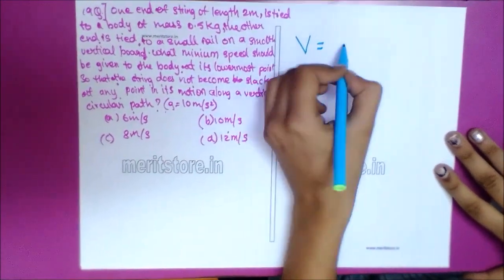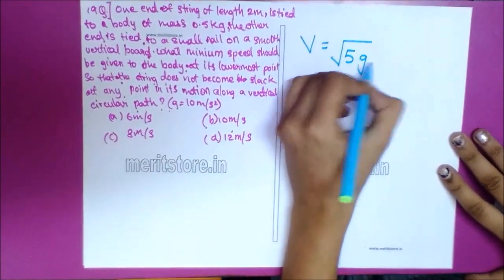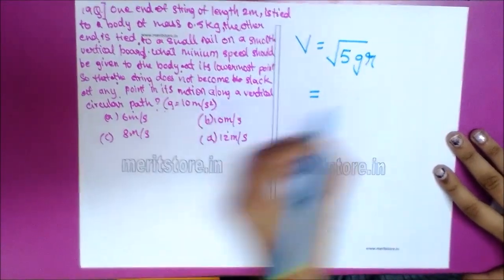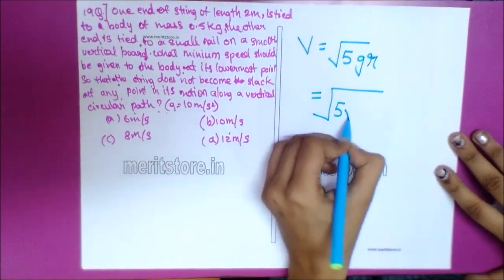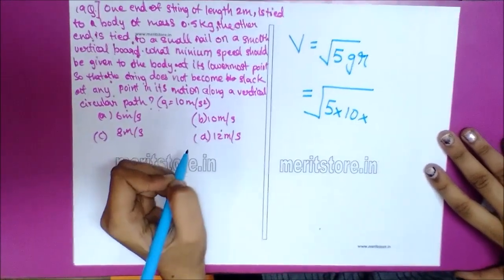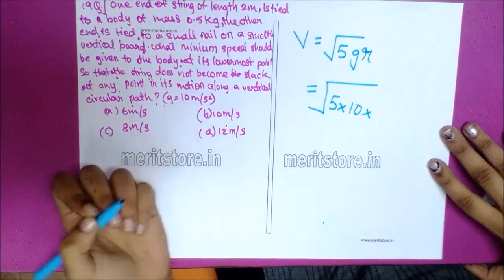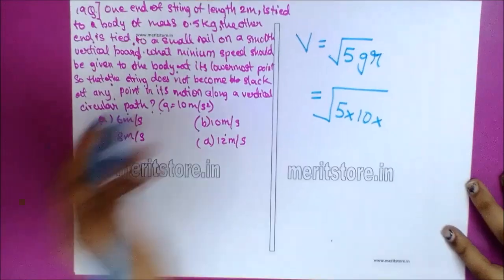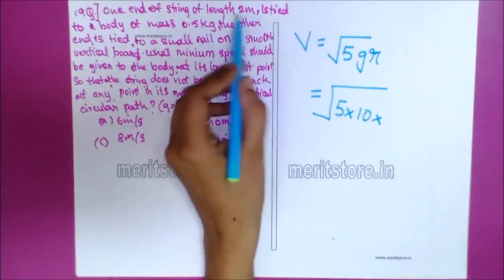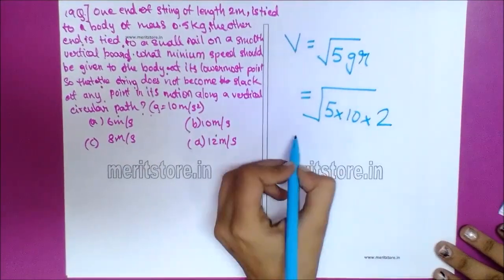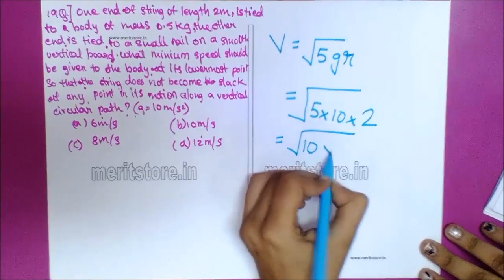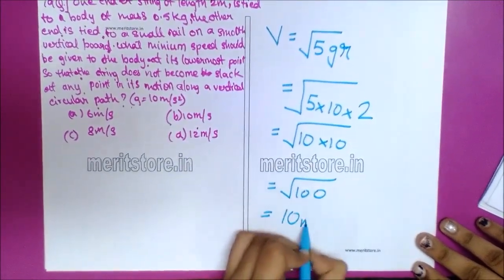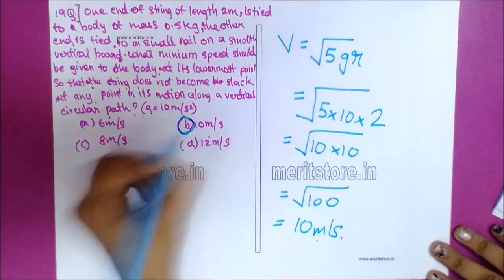We know that minimum speed is equal to root of 5gR. Over here we are supposed to take g as 10, therefore this will be root of 5 into 10 into R. R is given to us, the length is 2 meters, so we will put 2 over here. So this will be root of 10 into 10, that is root of 100, that is 10 meters per second. Option B is the correct option.